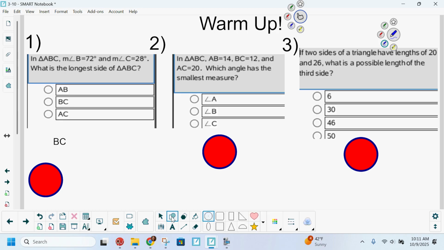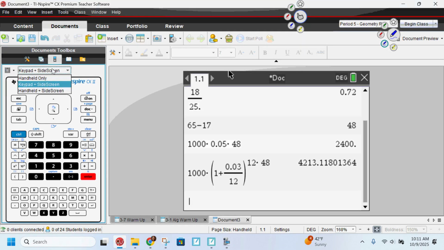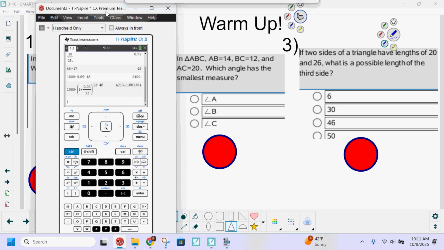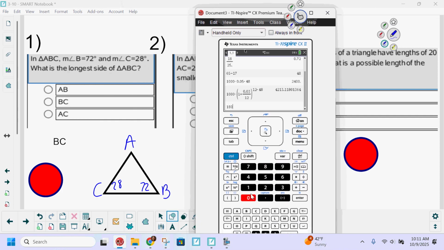If you remember, when you have a triangle and I label it ABC, angle B is 72. Obviously, this is not drawn to scale. Angle C is 28. I need to know all the angles of the triangle so that I know where the longest angle is. So if I take my calculator and do 180 degrees in a triangle, take away 28 and 72, I can see I have 80 degrees left here. So that means the longest side is going to be opposite that biggest angle, so that's why it's BC.